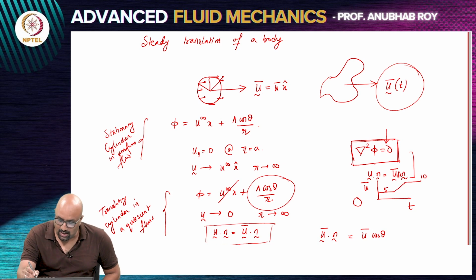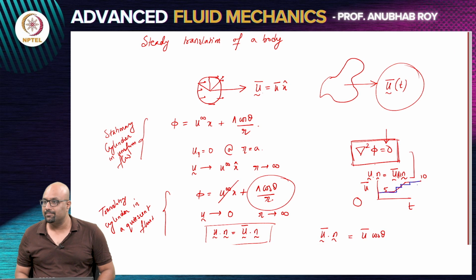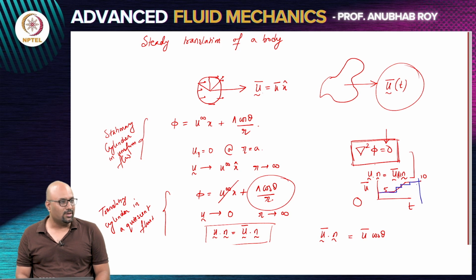Now, you do another set of experiments where it is moving with 5 meters per second, and then it goes to 7, then it goes to 9, and then after a long time it goes to 10. The velocity field when both the cylinders are moving with 10 meters per second would be identical. The approach to that velocity, or the history of that velocity, is not there in the picture.